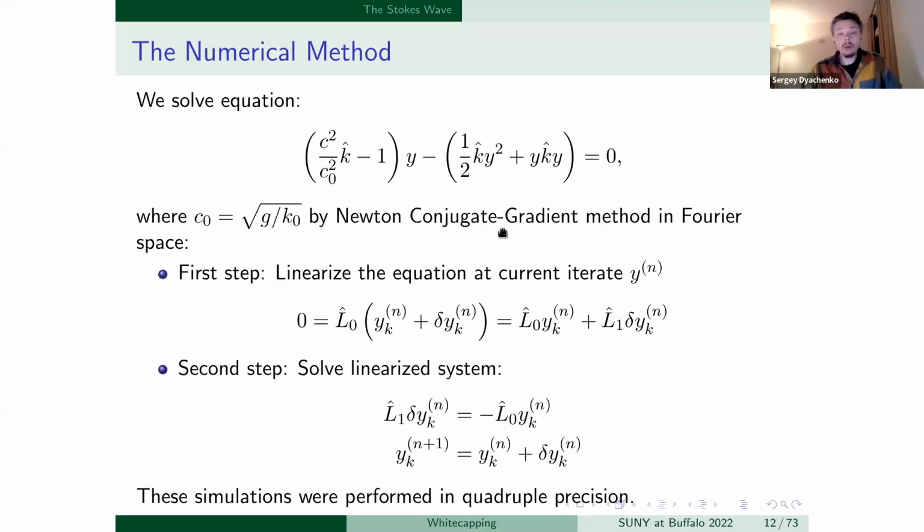All right, so now let me also say a few words about how to solve the Babenko equation numerically. This is the Babenko equation, by the way. You can ignore this c squared over c naught squared.